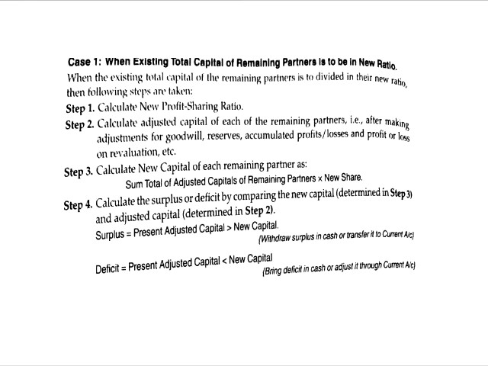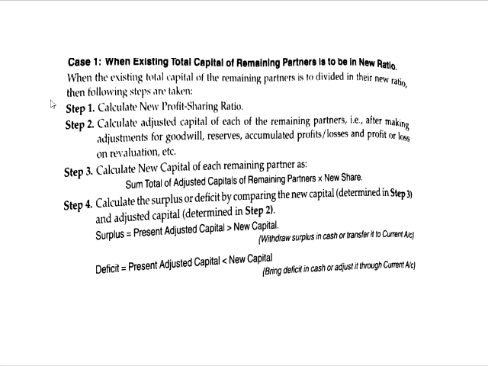This is our second case. First case: when the existing total capital of the remaining partners is to be in the new ratio. See what steps you have to follow to find out the excess or short cash that is to be brought in by the remaining partners, when the existing total capital of the remaining partners is divided in their new ratio. This is our first case.